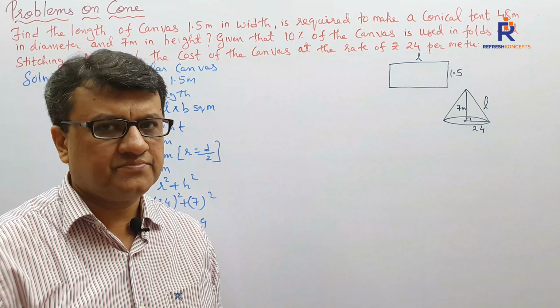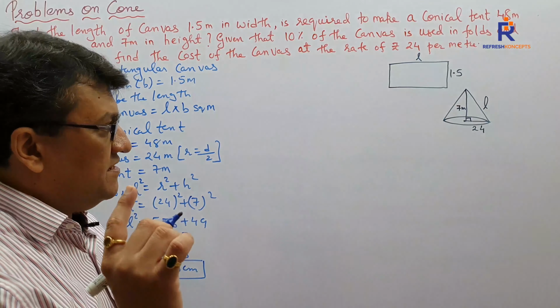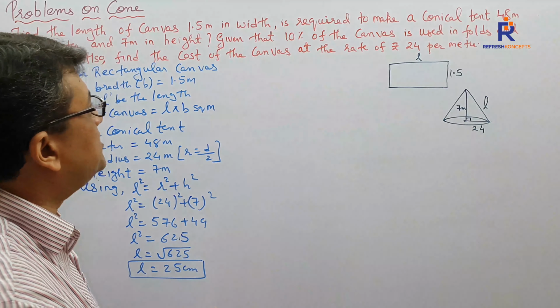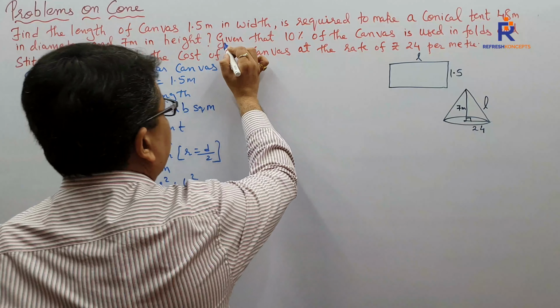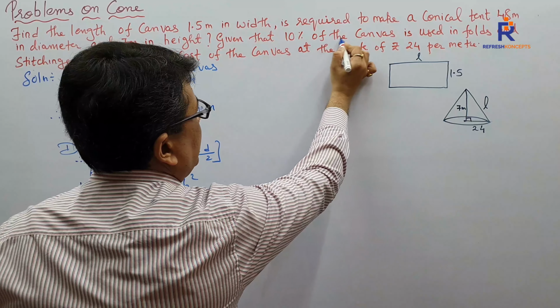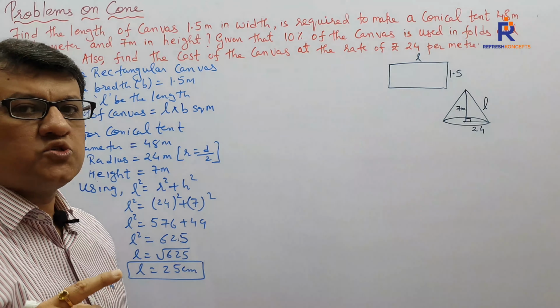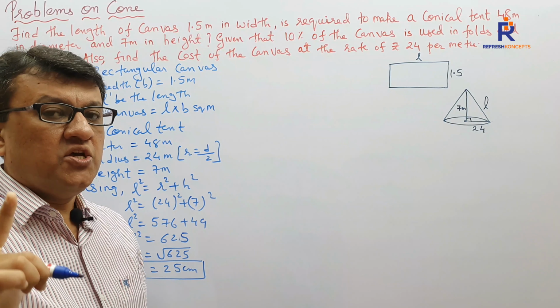Any problem, children? Right? Now comes the first punchline. Given that 10% of the canvas is used in folds and stitching. So 10% of the canvas.